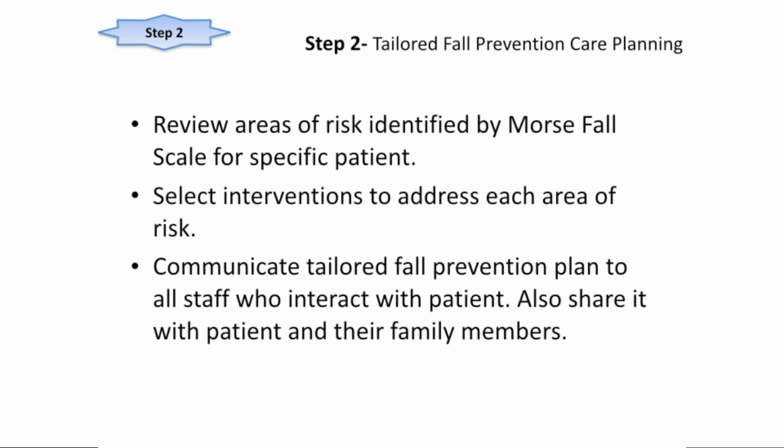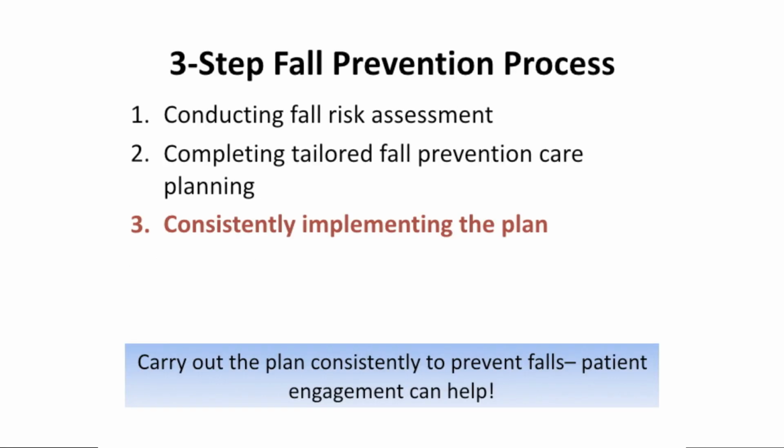For every area of risk that's positive, we want to make sure that we have one or more interventions to address that area of risk. Then we want to communicate the tailored plan to all the staff who are interacting with the patient, and again, make sure that patients and family members are also involved in that communication. The third step of the three-step fall prevention process is consistently implementing the plan. So carrying it out consistently, and patient engagement is really the main factor that can help with this consistency.